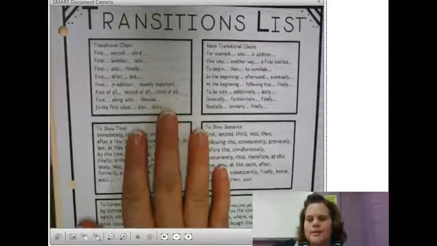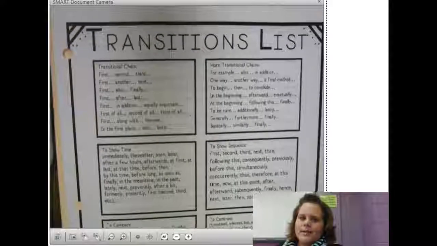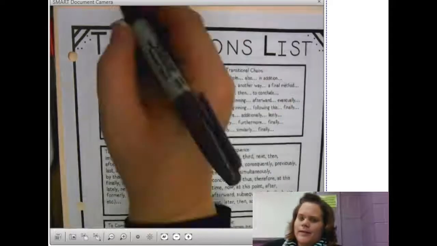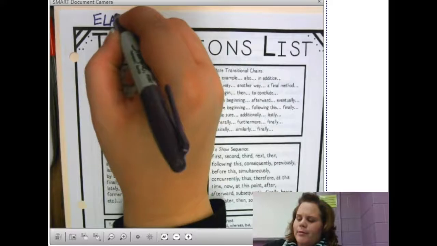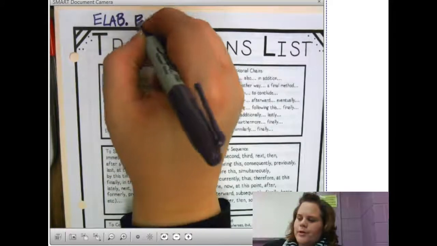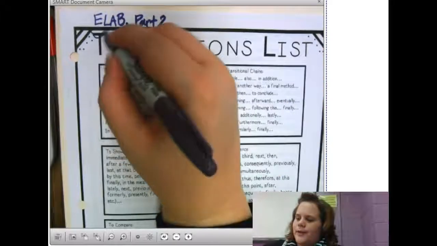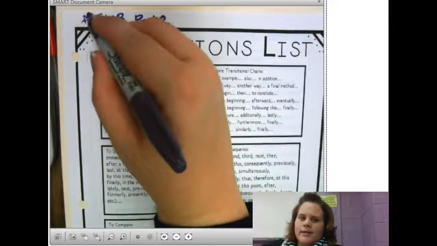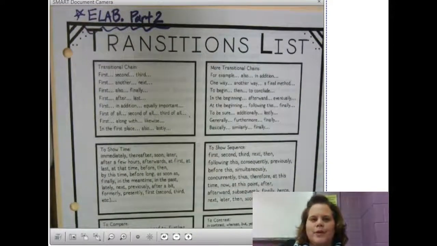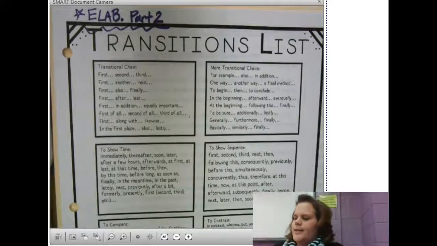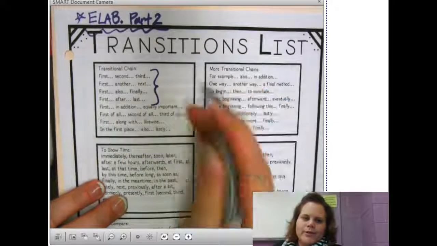Okay, so this is the transitions list you should have. And maybe you have a different one in your notes already, but this is just kind of a really big list. So we're going to make sure you know what you're doing. Follow directions. You're going to write elaboration part 2 at the top, just so we all know what's going on. All transitions are words that show you someone's thought process. They're showing you organization. So here's some options if you're wondering how you could do it.